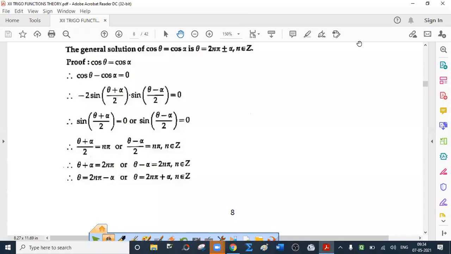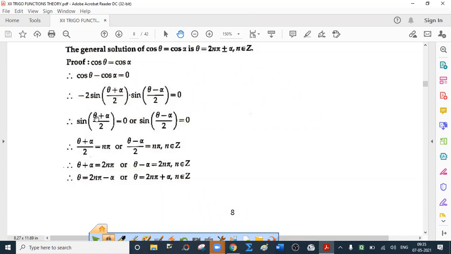Now the next one, the general solution of cos theta equal to cos alpha is theta equal to 2n pi plus minus alpha, where n is an integer. Proof is on similar lines. Cos theta is cos alpha. So cos theta minus cos alpha equal to 0. What is cos A minus cos B? Minus 2 sine of (A plus B) by 2 into sine of (A minus B) by 2.